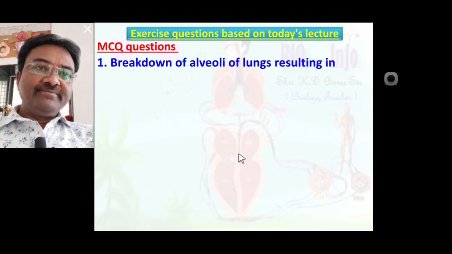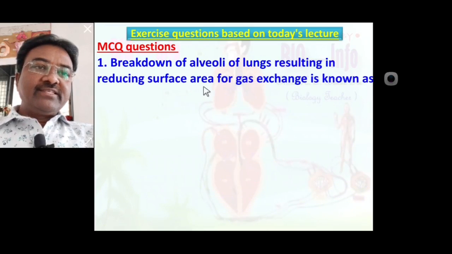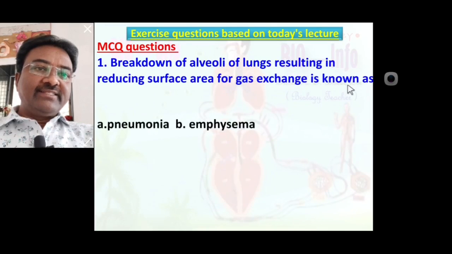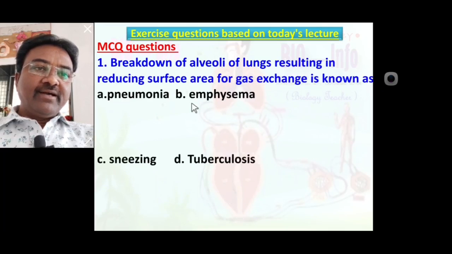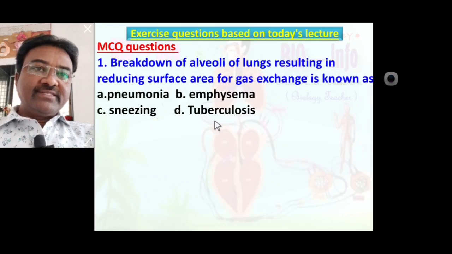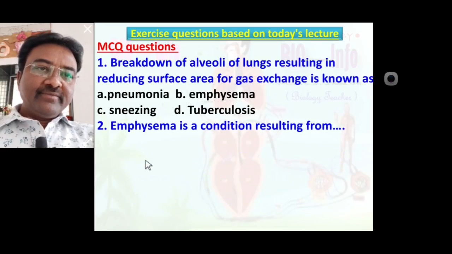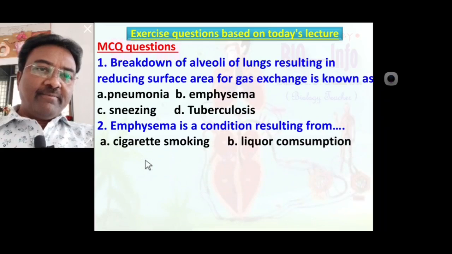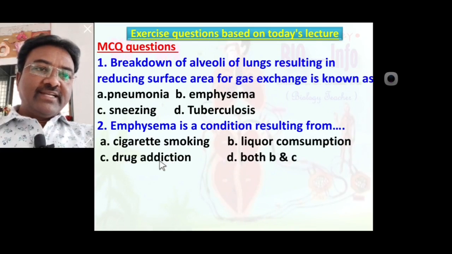MCQ questions. Number 1: breakdown of alveoli of the lung resulting in reduced surface area for gas exchange is known as pneumonia, emphysema, sneezing, tuberculosis. Yes, the correct answer is B, emphysema, the breakdown of alveoli of the lungs. Second: emphysema is a condition resulting from cigarette smoking, liquor consumption, drug addiction, or both B and C. The correct answer is cigarette smoking.